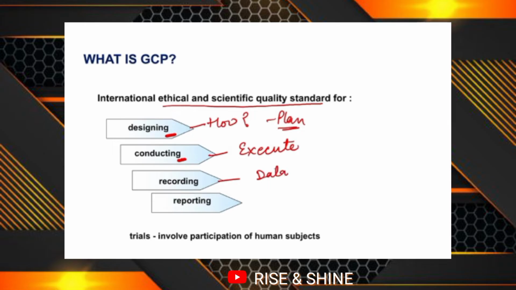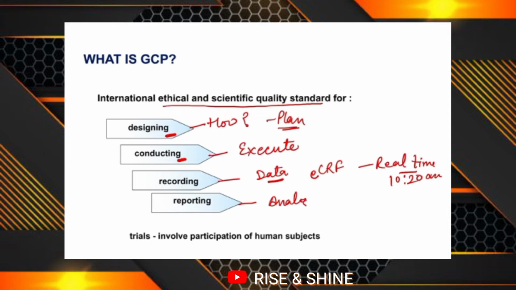We collect data mostly in a CRF, case report form, these days eCRF. So how to record that data? GCP says that you have to record data in real time. Real time means if something is happening at 10:20, you have to record it at the same time. It's not that you can record it the next day, then it's not GCP. In real time you have to collect data. Just one example. Then you have collected data. Now what to do with this raw data? You can't interpret anything from raw data. Then you have to analyze.